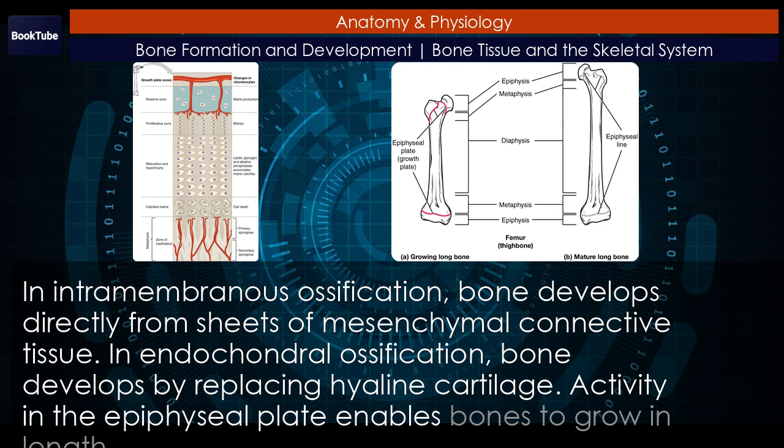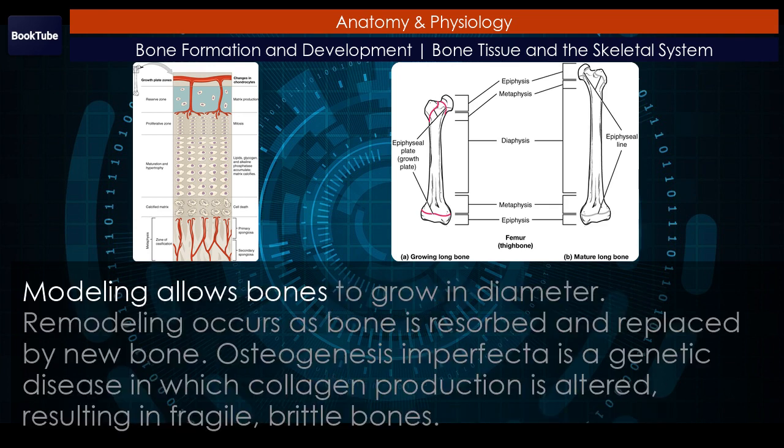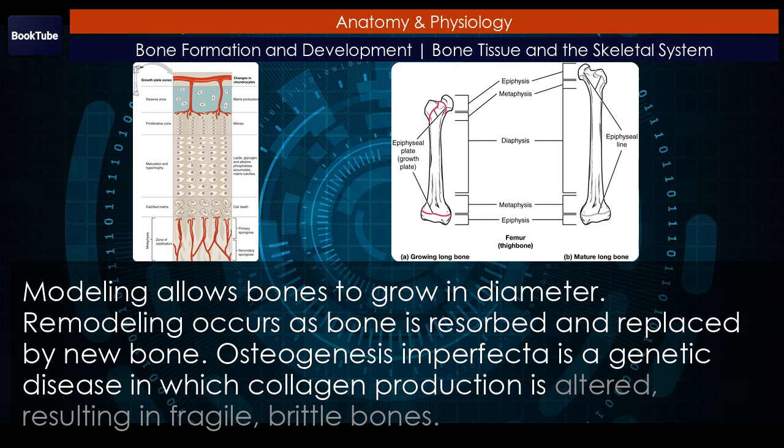Activity in the epiphyseal plate enables bones to grow in length. Modeling allows bones to grow in diameter. Remodeling occurs as bone is resorbed and replaced by new bone. Osteogenesis imperfecta is a genetic disease in which collagen production is altered, resulting in fragile, brittle bones.